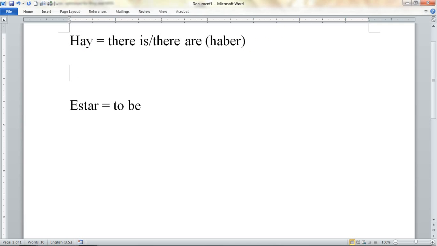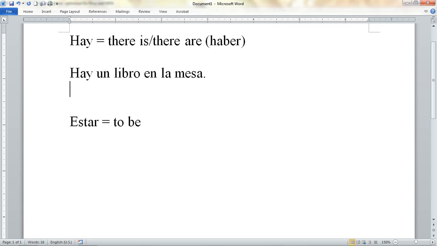Sample sentences. Hay un libro en la mesa. Hay 5 libros en la mesa. So again, notice that hay is for there is and there are. It doesn't change. Hay un libro, singular. Okay, singular. Plural, plural. Hay 5 libros. Hay doesn't change. Hay stays the same.